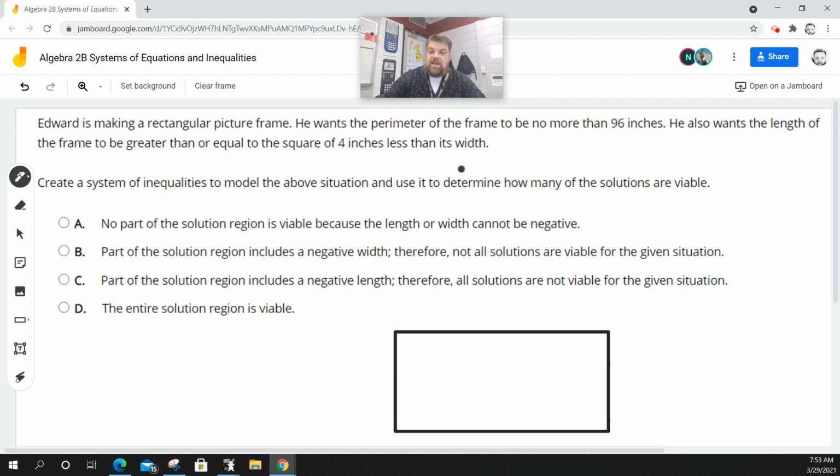When you see something like no more than 96 inches, that means it can be 96. So we're talking about something that's less than or equal to 96. He also wants the length of this thing to be 4 inches less than the width. So if we were to call this the width, then the length would be the width minus 4.